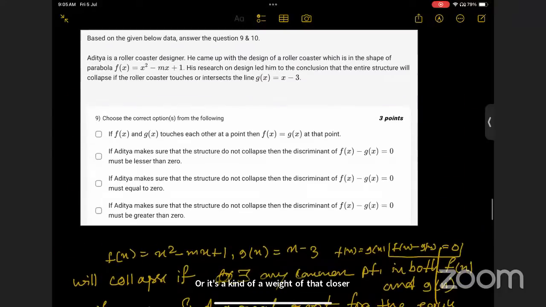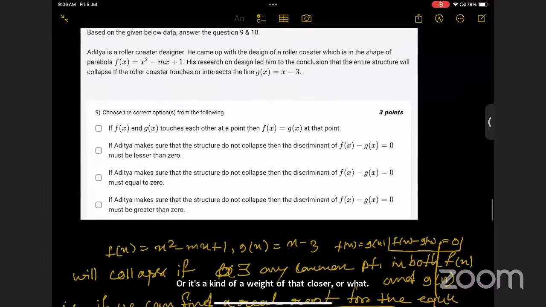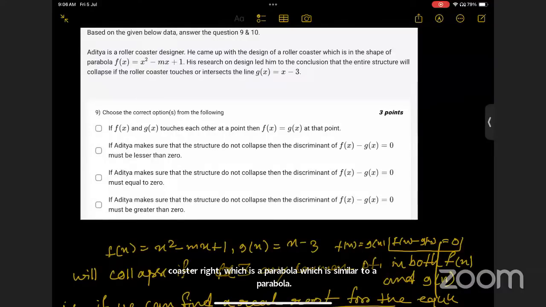Can you repeat it? I didn't get what exactly this m value is. Is it the height of that roller coaster, the width of the roller coaster, or... Okay, so they mentioned some equation. You have the equation for the roller coaster, right? Which is similar to a parabola, x squared minus mx plus 1. And in this equation, you can see what the role of m is here, right?